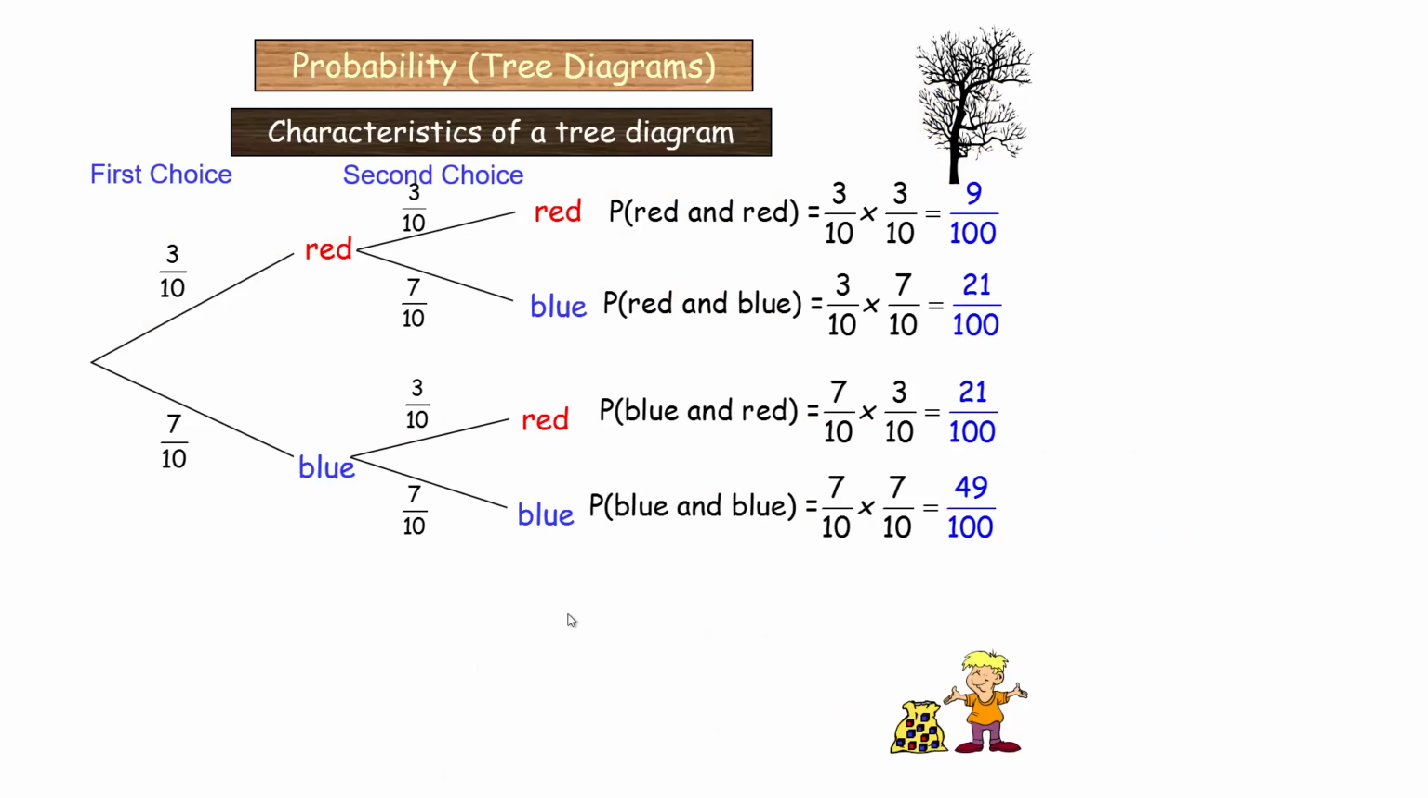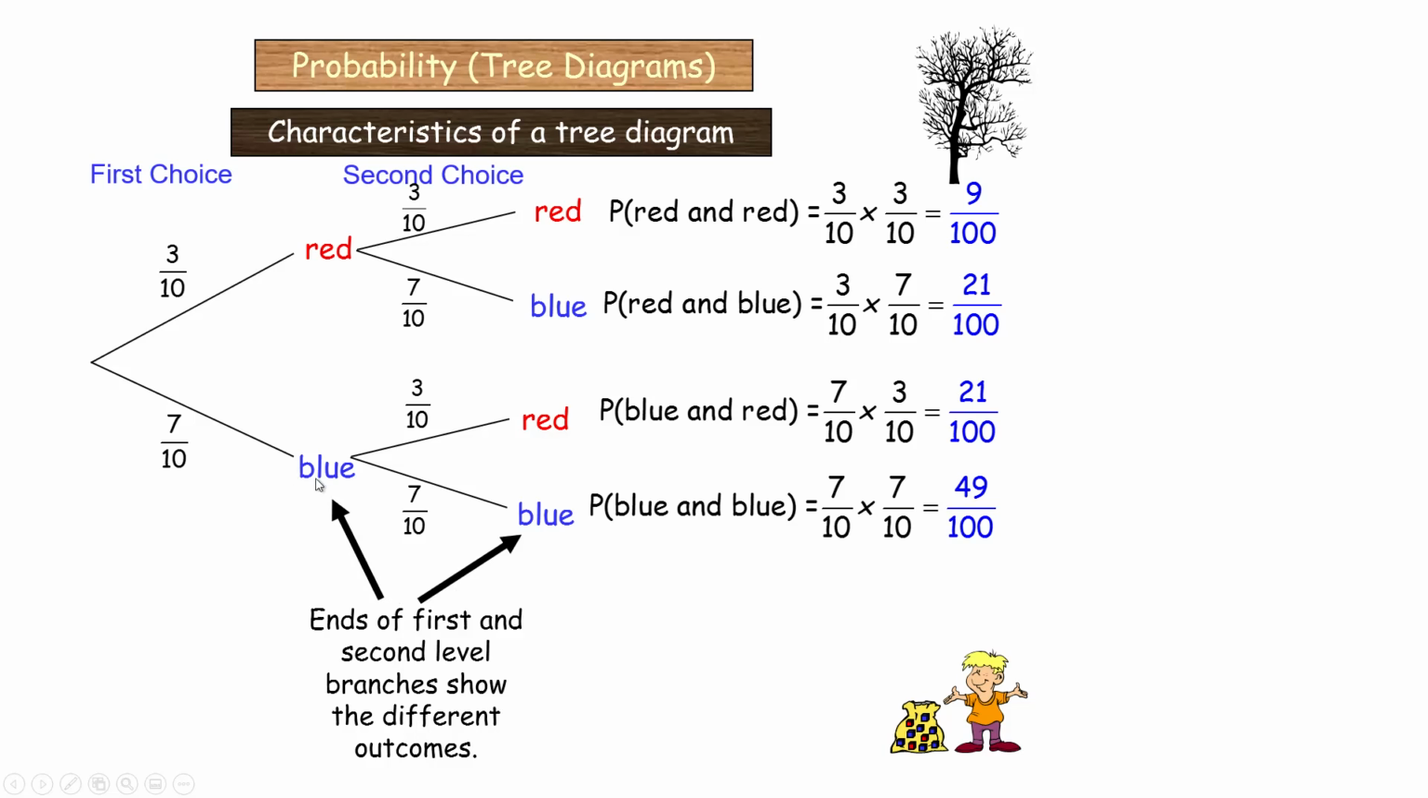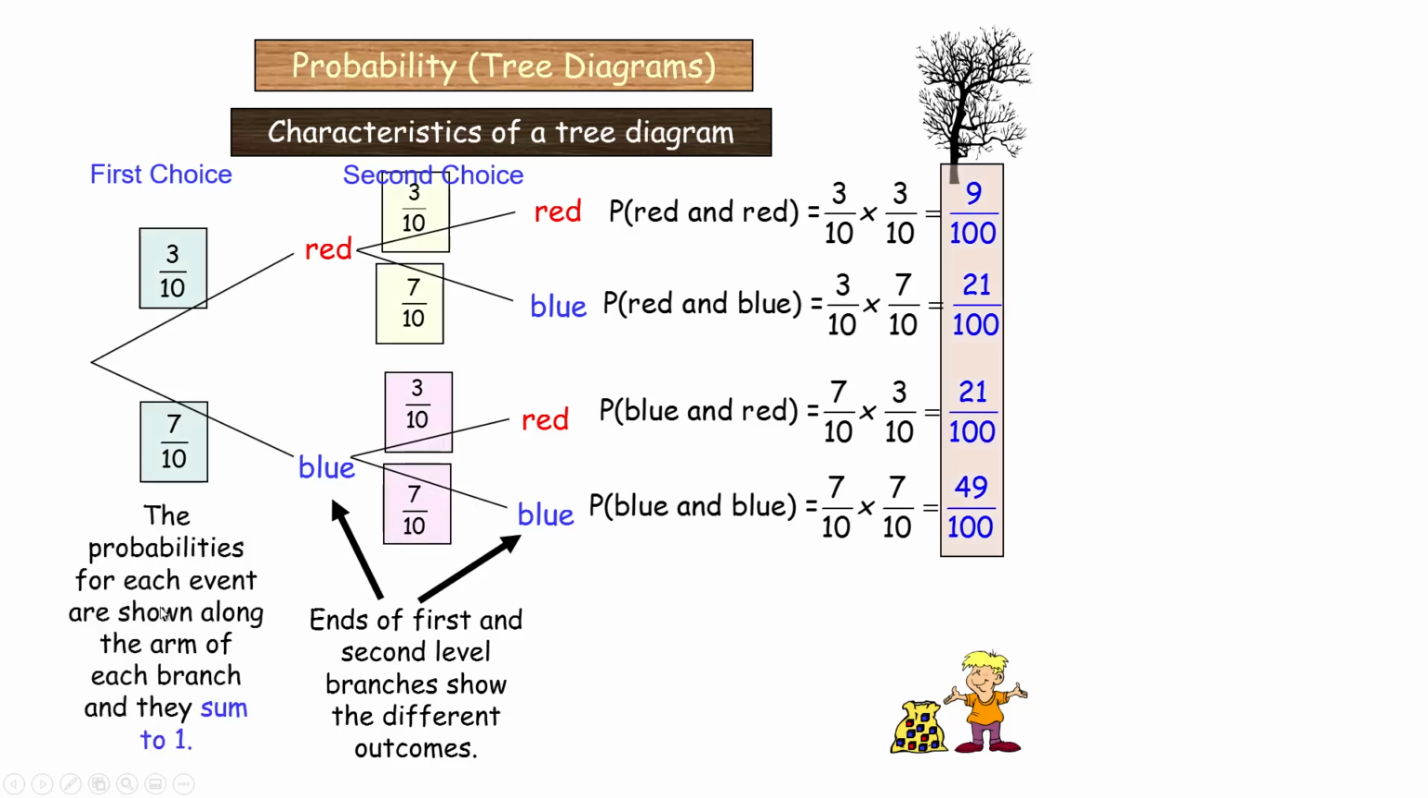Okay, and for your notes, it's worth noting that at the end of the branches, we place the outcomes. So blue, blue, red at the end of the branches. And on the branches, we place the probabilities. So we always write it like that. And we multiply along the arms. So some notes for you to complete this question. So hit pause, make those notes. Once you've done that, hit play, and we'll look at another example.